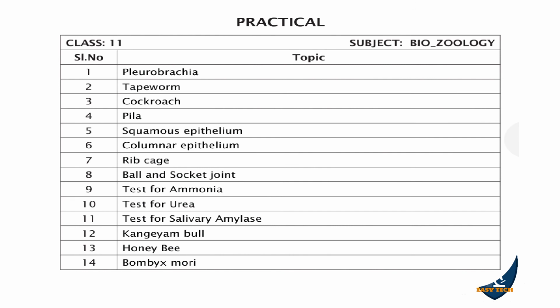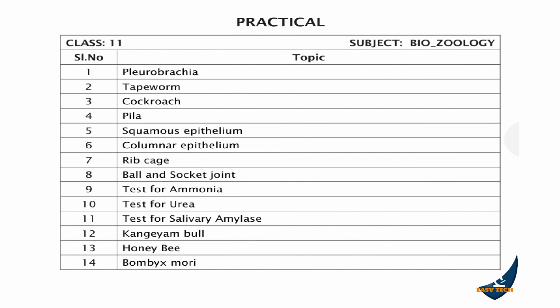Next, practicals. Bio-zoology practicals. First, you have Pleurobrachia. Second one, tapeworm. Third one, cockroach. Fourth one, Pila. So for these five, in the exam, if there is no spot specimen, they can keep a preserved specimen. Fifth one, squamous epithelium.